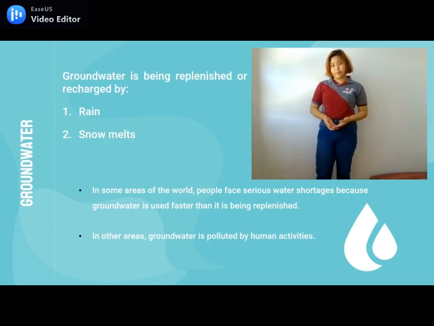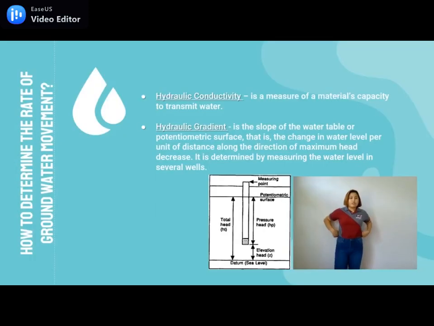Groundwater is a good example for this. When the demand is high and it is not raining often, it has less chance of replenishing its supply, thus the water shortage. How do you determine the rate of groundwater movement?